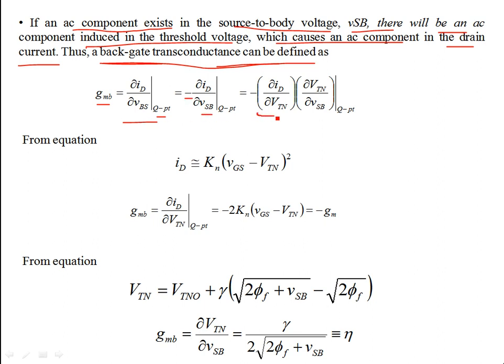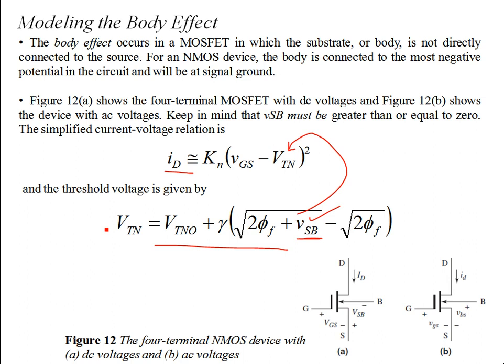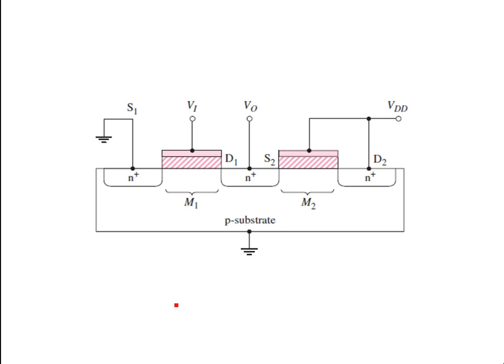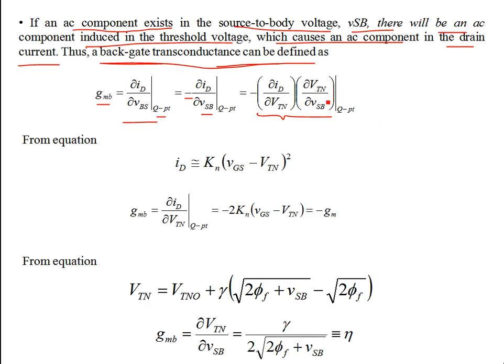This can be written by the chain rule: take the partial derivative with respect to the threshold voltage, and then multiply by partial threshold voltage over partial VSB, because VTN depends on VSB. So you can find the dependence, or the gradient, of the curve of threshold voltage with respect to VSB. We can find this and plug it into the chain rule to find the backgate conductance.